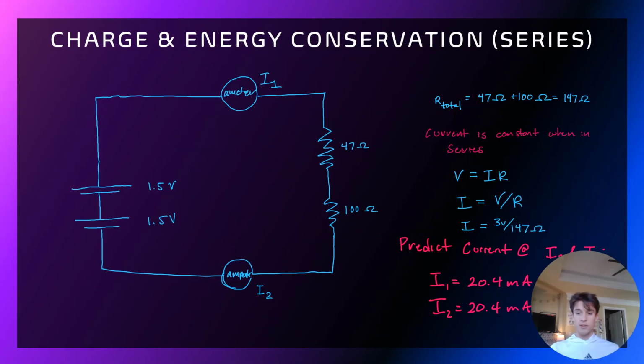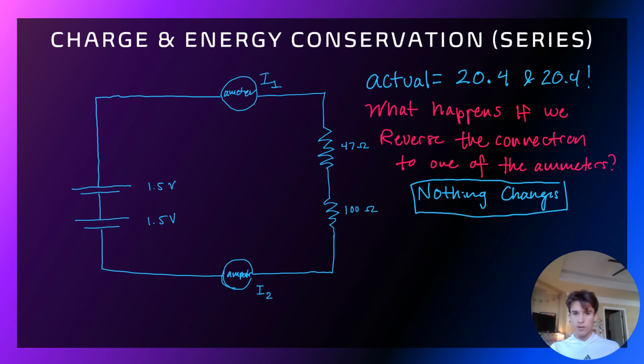So in our first setup, we have this circuit in series with a 3 volt battery, 2 resistors, and then ammeters. So we're supposed to predict using Ohm's law the current at each ammeter, which is actually the current anywhere in the circuit. And to do this, we do 3 volts divided by total resistance, which is the resistance of both summed. And for this, we found 20.4 milliamps as the theoretical value for anywhere in the circuit. And our actual was 20.4 and 20.4. So this just shows that anywhere in the circuit, the current is 20.4.